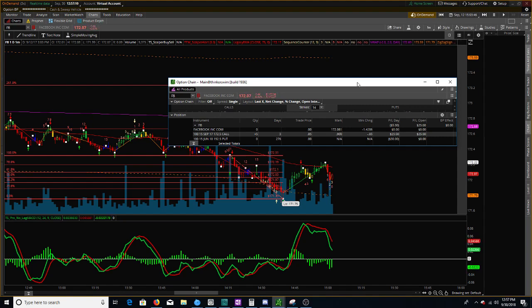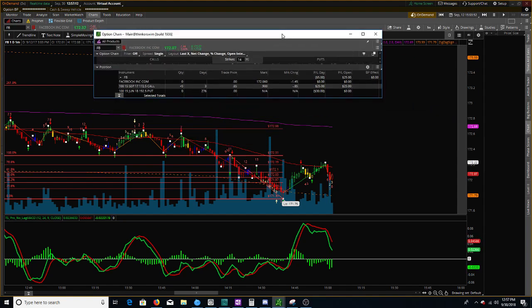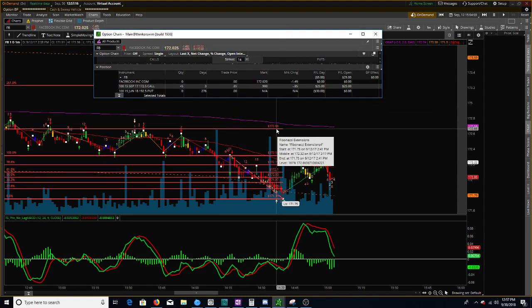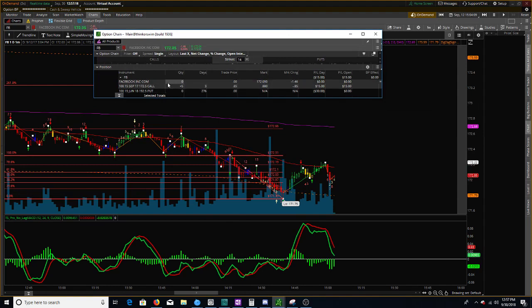Remember, we have targets. I'm going to take the majority off the table at 172.66, which puts me well beyond the money, meaning that my strike is 172.50. So as long as I stay above 172.50, these options will not expire worthless. They will be worth something, but not much at the time of expiration. But we don't want that. We want to stay in them as a day trade for this example.